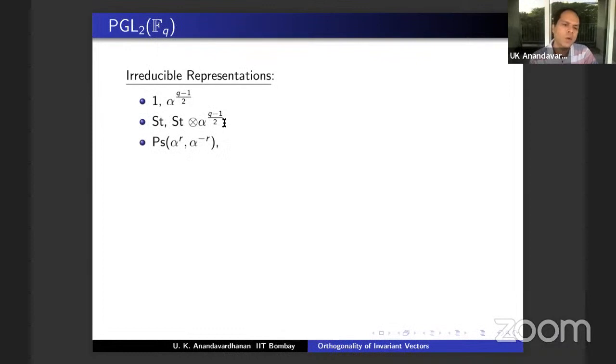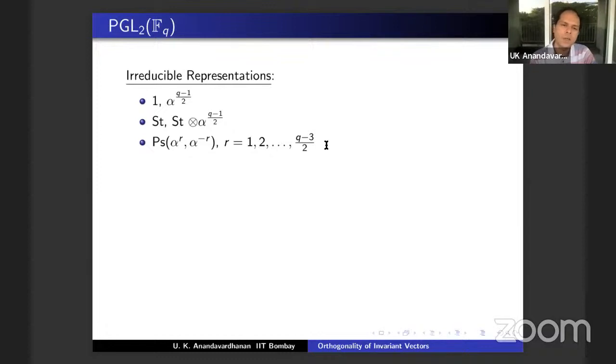Then there are what are called principal series representations associated to two characters. One is alpha power R and one is alpha power minus R, the inverse of this character. And these are of dimension Q plus 1. And here you can take R equal to 1, 2, up to Q minus 3 by 2. When you take R equal to Q minus 1 by 2, it will not be irreducible and it will lead to Steinberg. And when you continue after Q minus 1 by 2, you have already counted it. That will come as alpha power minus R, alpha R. So you can stop counting till here.